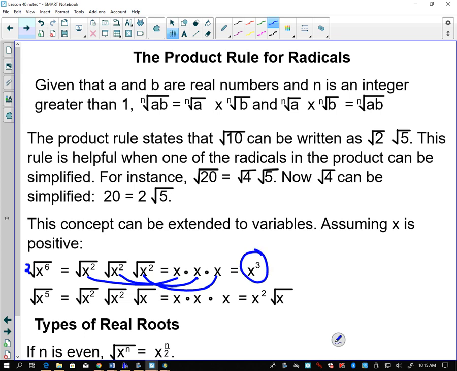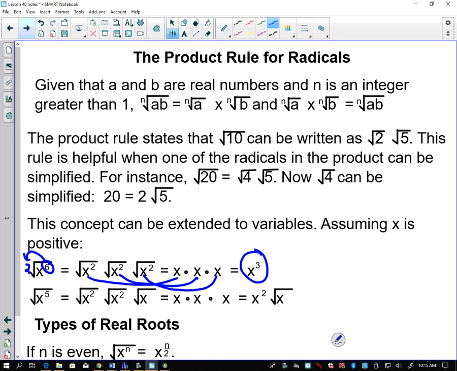Another easier way to think about this is through division. If I've got a variable with an exponent in here, I'm always going to divide that exponent by the root number. So what's 6 divided by 2? 3. I get x cubed. Either way that you think about it, hopefully is going to be fine.